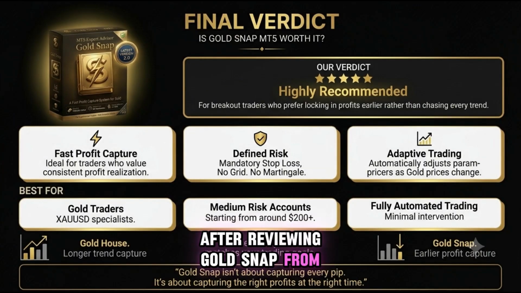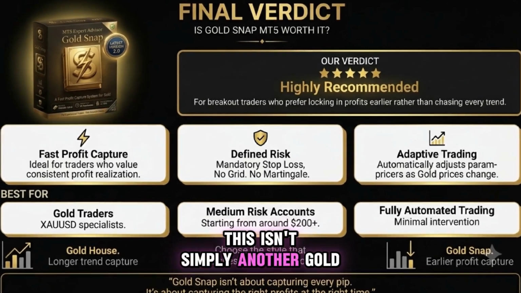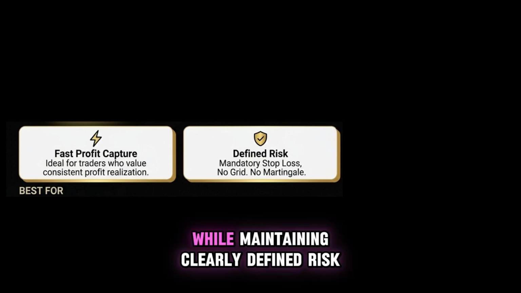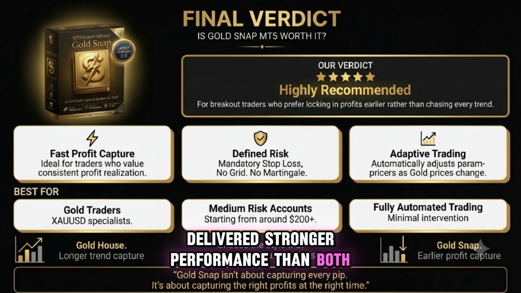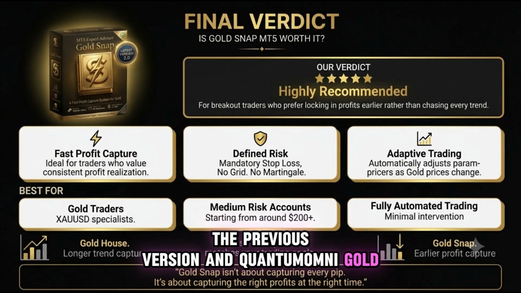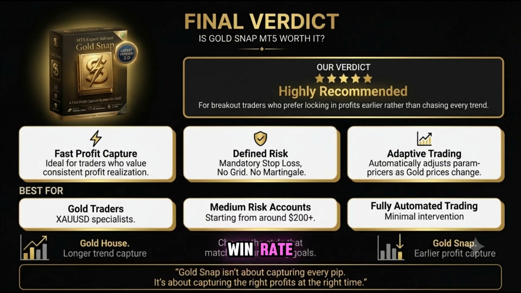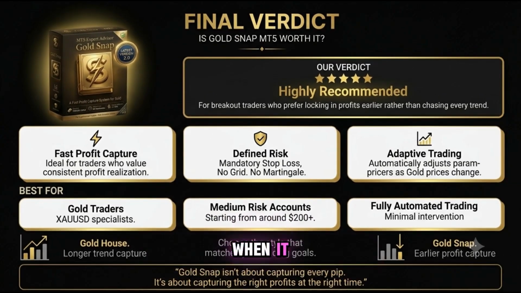After reviewing Gold Snap from multiple angles, the results are consistent with the product's objective. This isn't simply another gold expert advisor, it's a strategy built around faster profit realization while maintaining clearly defined risk. Across our historical testing, Gold Snap version 2.0 delivered stronger performance than both the previous version and Quantum Omni Gold. It achieved a higher historical return, a stronger profit factor, a higher win rate, and lower relative equity drawdown, all while executing fewer trades. That suggests the strategy isn't relying on trading more often, but on being more selective about when it enters the market.